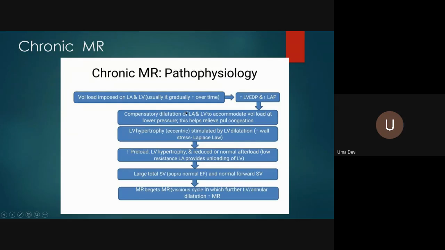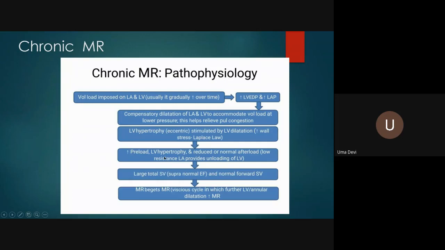There is a dilatation of the left atrium and left ventricle to accommodate the volume load at lower pressure. This helps to relieve pulmonary congestion. So what happens? You get an apical impulse which is down and out. You start developing left ventricular hypertrophy stimulated by left ventricular dilatation, because of this increased wall stress, that is the Laplace law, which comes into the picture.